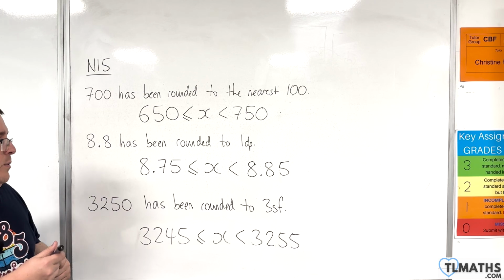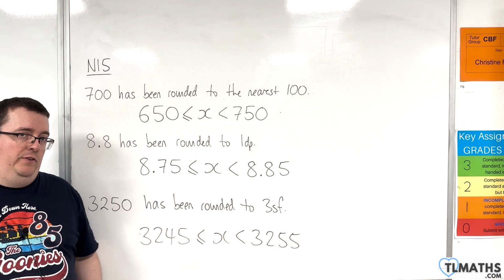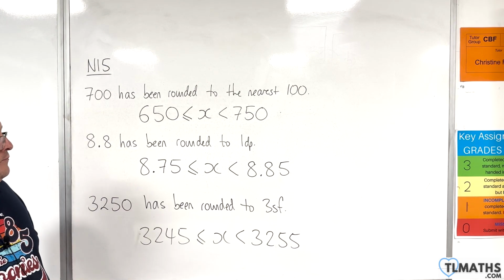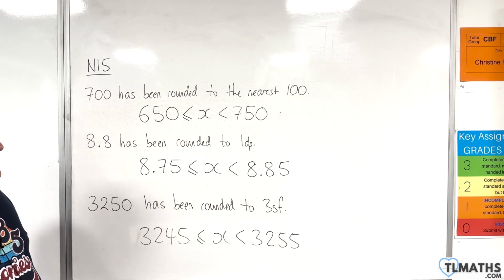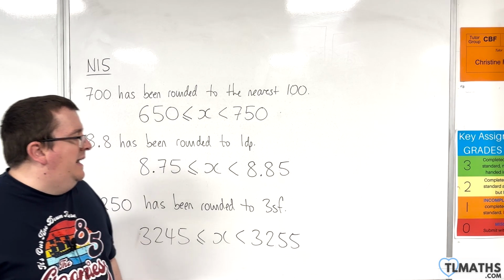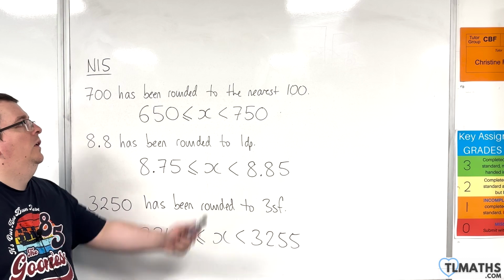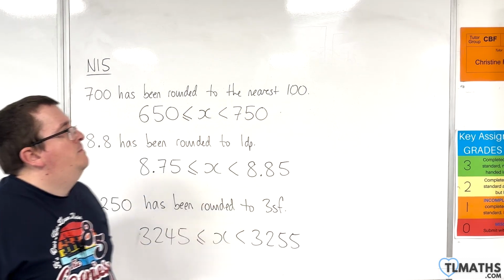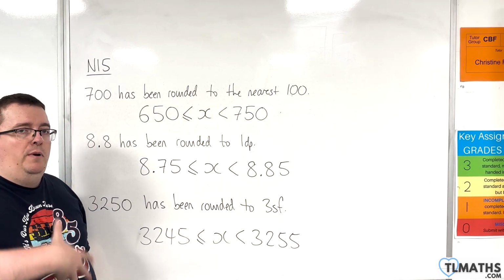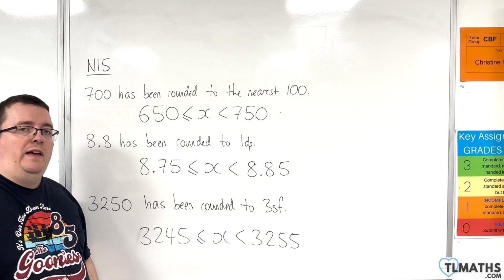So this is how we find an error interval. And you can do this for any number of decimal places, any number of significant figures, any rounding to the nearest whole number, nearest 10, nearest 100, nearest 1,000, etc.